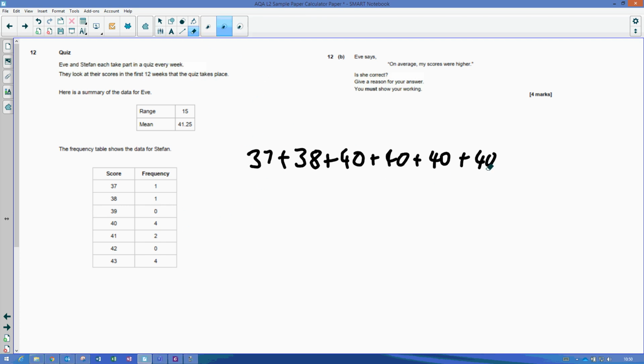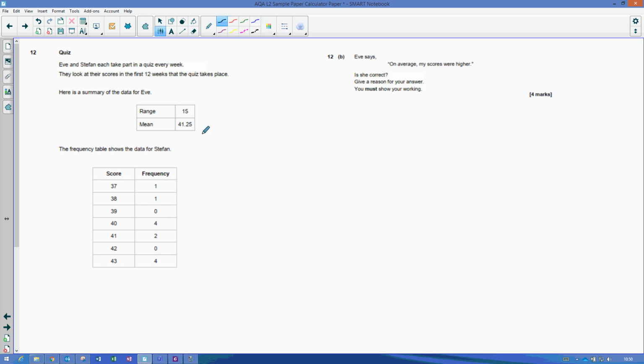Again, this method would work if I kept going, but it's not a very efficient way of doing it, so I'm not going to do that either. At least that would have given me a correct answer. It's just a lot of hard work. He scored 37 once. He scored 38 once. He didn't score 39 at all.